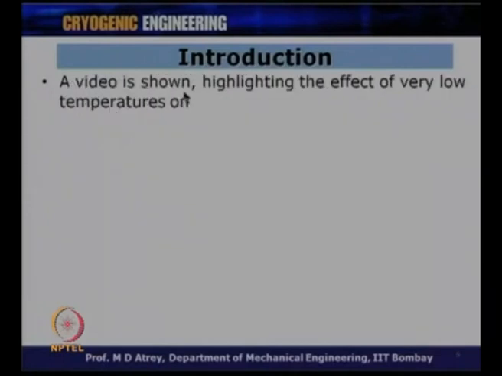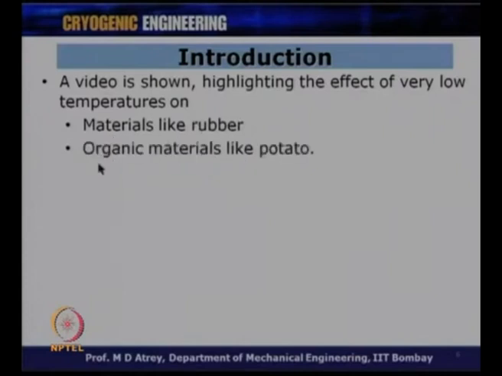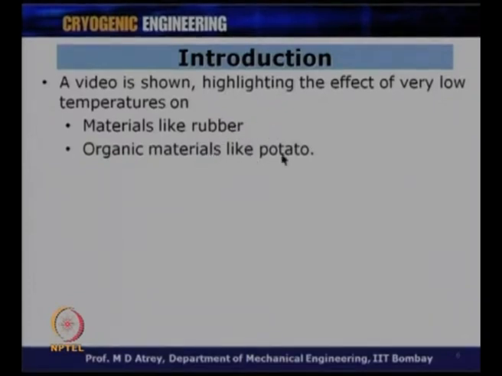A video is shown highlighting the effect of very low temperatures. If you remember, in the first or second lecture, we showed a video of the effect of very low temperature on materials like rubber. We have also seen the effect of low temperature on organic material like potato, and we saw that the rubber became absolutely brittle, it became hard like rock. It lost its flexibility or elasticity, while even the potato became as hard as stone.